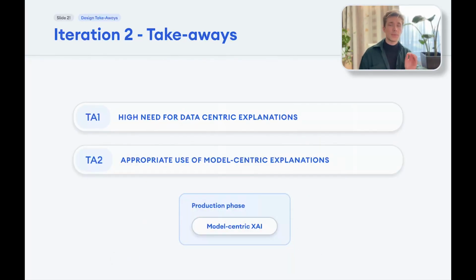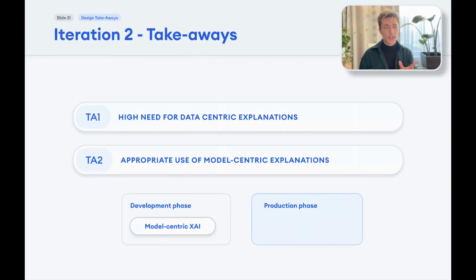But model-centric explanations can still be used in the development phase by both health experts as well as AI developers, in order to improve the model and potentially catch parameters that should be added or adapted, as well as certain features and attributes of the model that should be adapted in order to be more performant. So model-centric explanations still have their place. However, we do see the tendency that they should be used in the development phase rather than the production phase.